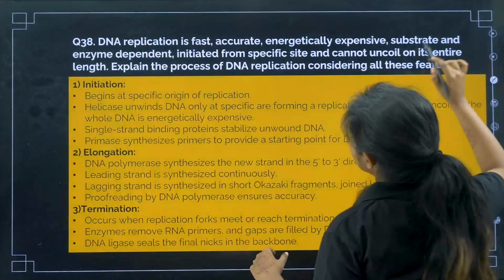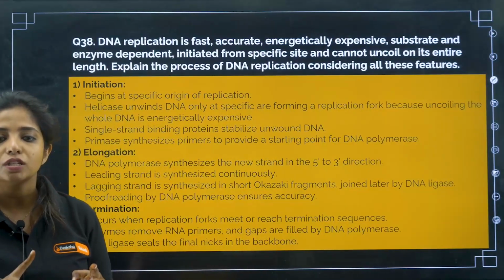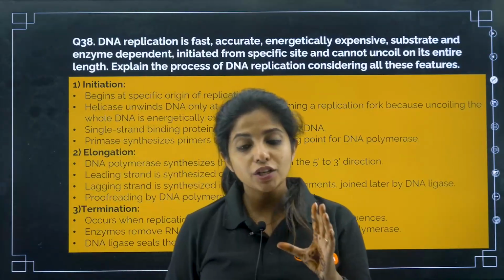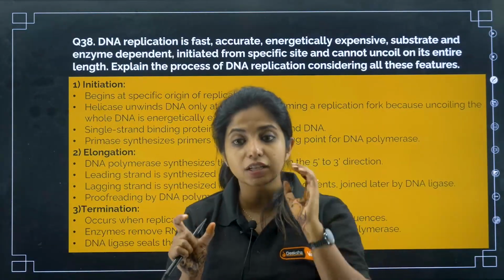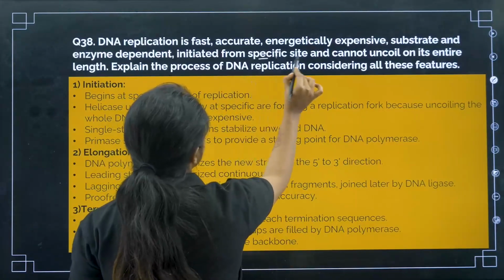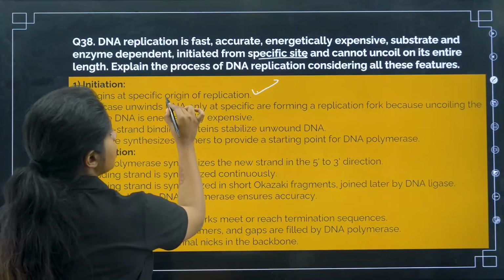So you have to tell about the enzymes which are involved and the steps. First is initiation, then elongation, and then what? Termination, my dear children. In initiation, you can initiate replication only from one site, that is what? Origin of replication, my dear children. So when I say initiated from a specific site, isn't that condition being fulfilled over here? Begins at origin of replication.